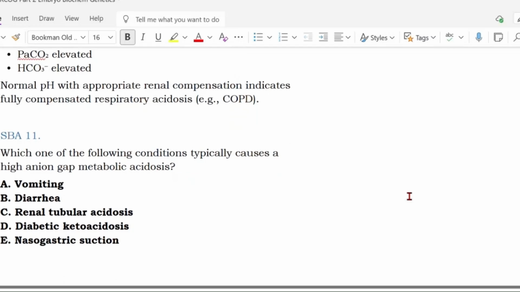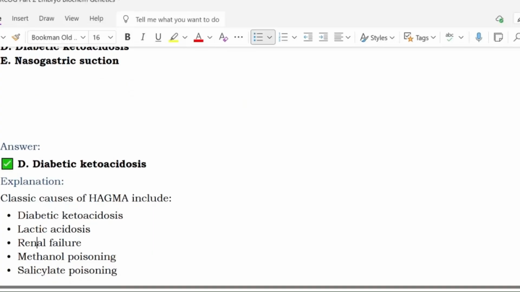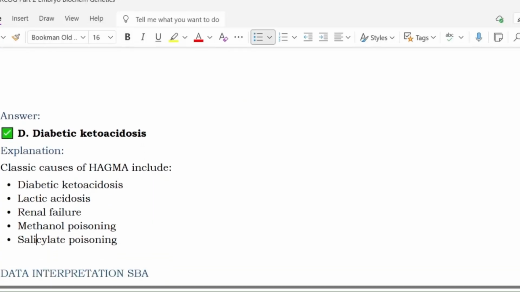Okay, next. Which one of the following conditions typically causes a high anion gap metabolic acidosis? Vomiting, diarrhea, renal tubular acidosis, diabetic ketoacidosis, nasogastric suction. Sir, option D, diabetic ketoacidosis. Yes, diabetic ketoacidosis is a metabolic acidosis with high anion gap. So causes of HAGMA include diabetic ketoacidosis, lactic acidosis, renal failure, methanol poisoning, and salicylate poisoning.